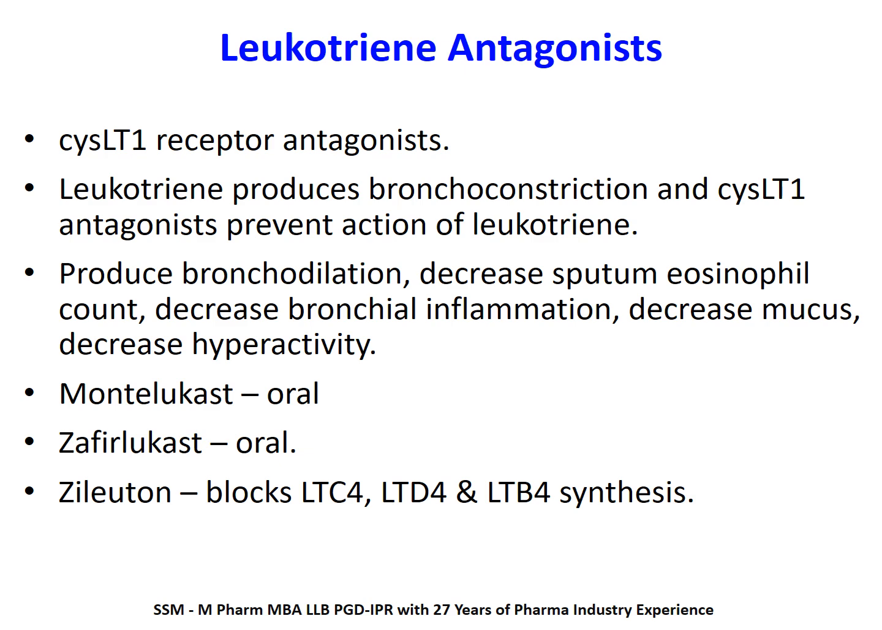The next category is leukotriene antagonists. These drugs antagonize the effect of leukotriene on leukotriene 1 receptors. Leukotriene produces bronchoconstriction, and leukotriene 1 receptor antagonists prevent the action of leukotriene on its receptors and thereby prevent bronchoconstriction. They produce bronchodilation, decrease sputum eosinophil count, decrease bronchial inflammation, decrease mucus, and decrease hyperactivity of bronchial muscles. Examples are montelukast and zafirlukast, both given orally. There is another drug called zileuton, which blocks synthesis of leukotrienes. Leukotriene is a bronchoconstrictor, and zileuton prevents its synthesis. So if there is less leukotriene, there will be less bronchoconstriction.